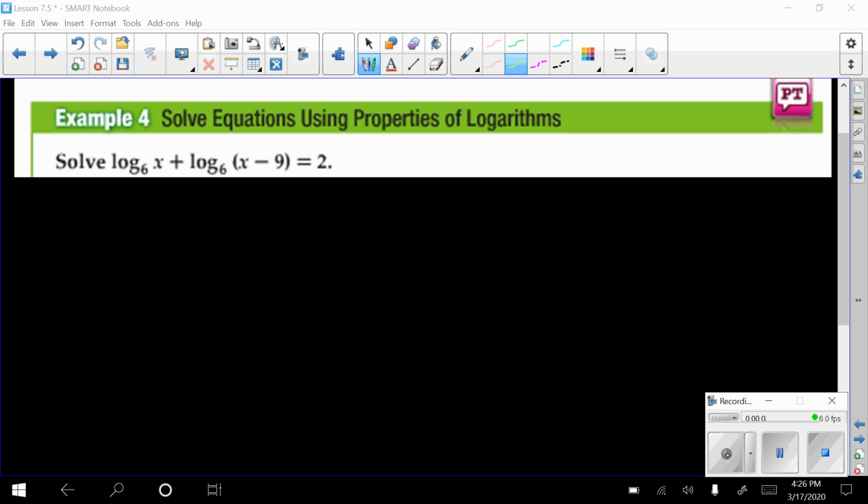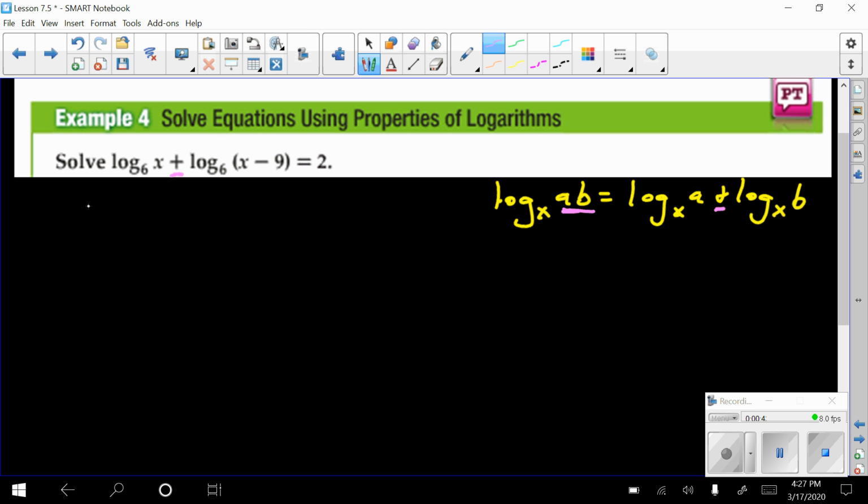The last thing that we're going to do is look at solving equations using properties of logarithms. The property that we're really going to need for this is this one, log base x of a times b equals log base x of a plus log base x of b. And the reason that I say that is when I look at my original problem, I've got two logs over here separated by addition. Over here, I have two logs separated by addition, which then leads me to believe that I'm going to need to use that property to make it multiplication.